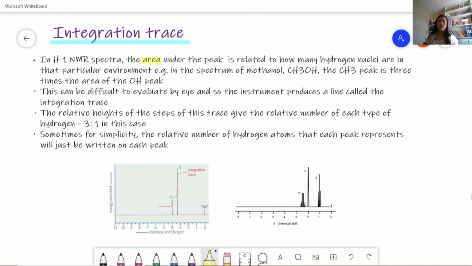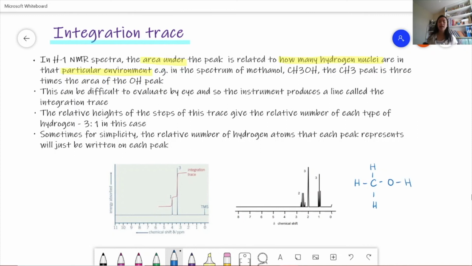So we have that the area under the peak is related to how many hydrogen nuclei we have in that particular environment. So for example, in the spectrum of methanol, which is CH3OH, if I draw that out, we have a carbon with 3 hydrogens, and then we have an OH.